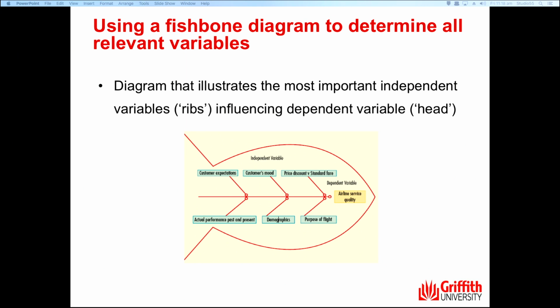Let's say, for example, you found that actual performance, past and present, affects perception toward service quality. Therefore, as a manager, you really need to focus: reduce baggage loss, and make sure all flights are on time, because we found that the actual performance of the airline affects service quality. Once we understand this, it helps us understand what problem we are trying to investigate.